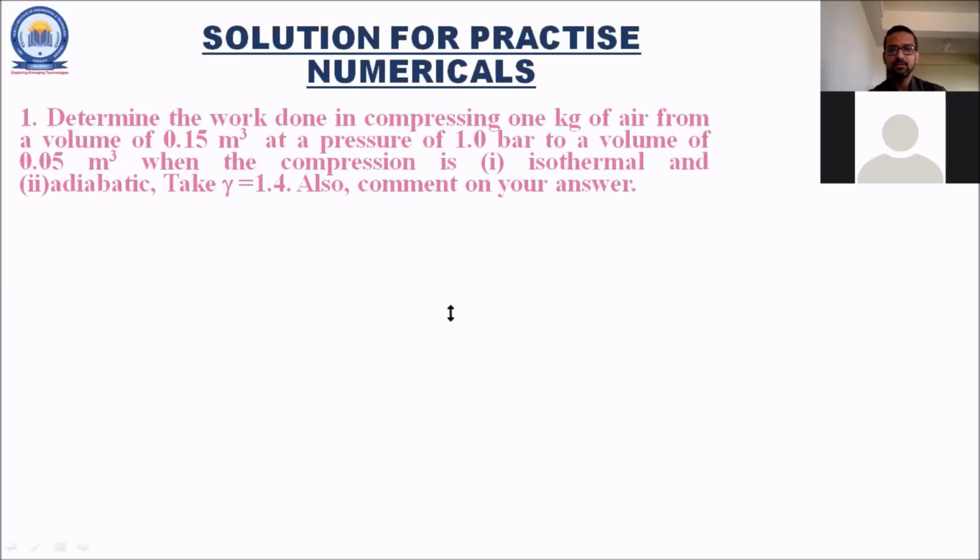Very good. V1 is given, that is 0.15 meter cube. Perfect answer. Proceed further. Those students who have calculated, you can just check. I am also repeating the values. Okay, P1 is given, that is 1 bar. So 1 into 10 to the power 5 Pascal. Very good. Converting the bar into Pascal. Proceed further. V2 is given. Very good. Final volume, that is 0.05 meter cube. Perfect answer. Next, what is given? Very good. The value of gamma is given, 1.4.